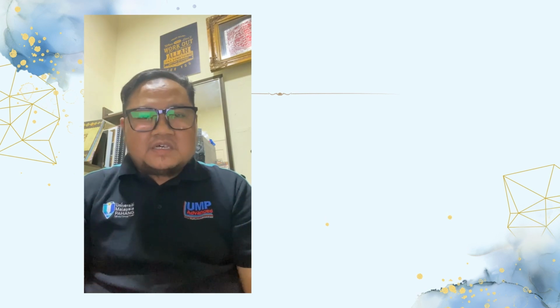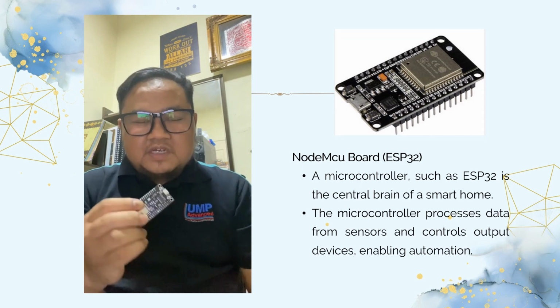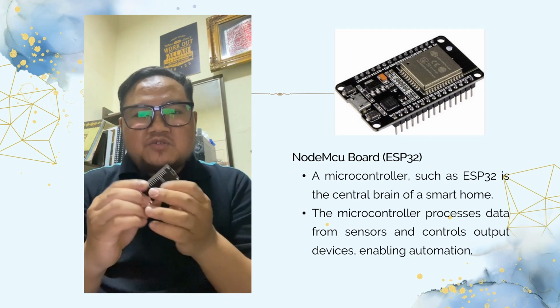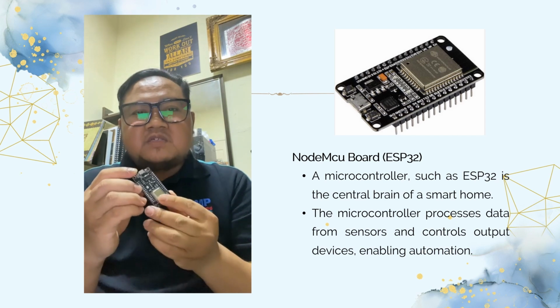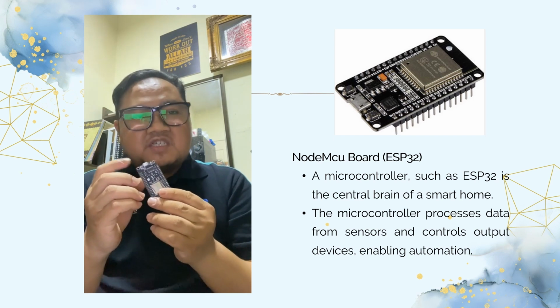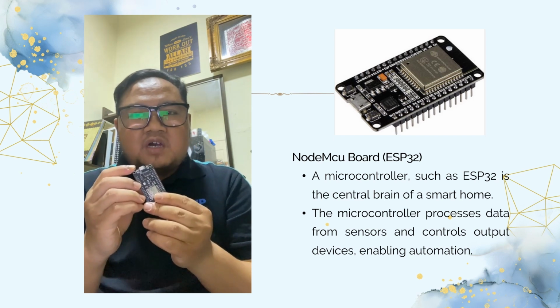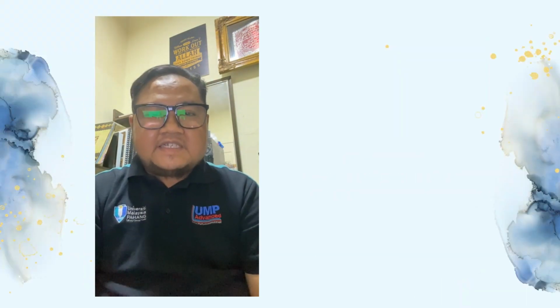First is a NodeMCU ESP32 version 2. This is a microcontroller. It's the central brain of the smart home for this project. So the microcontroller processes data from the sensors, which is the input, and controls output devices, enabling automations. Okay, second is the sensors, which is the input.